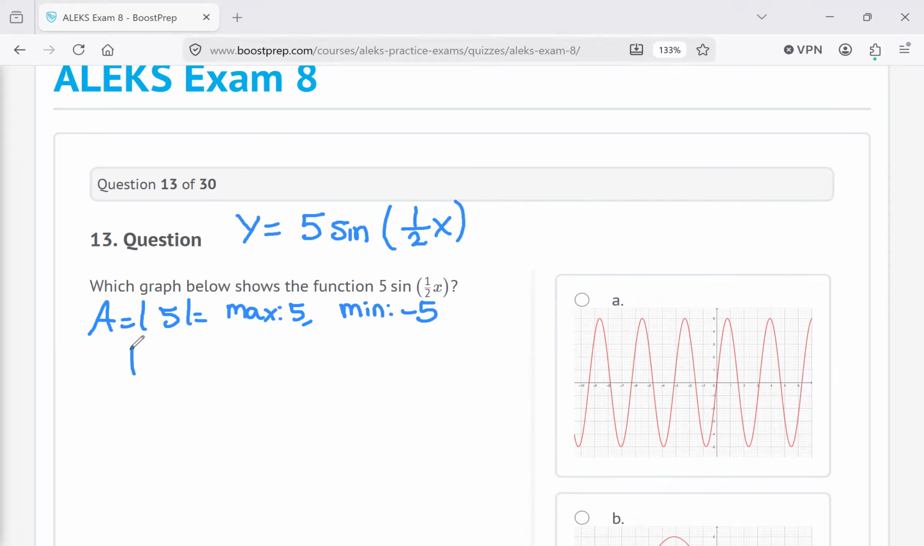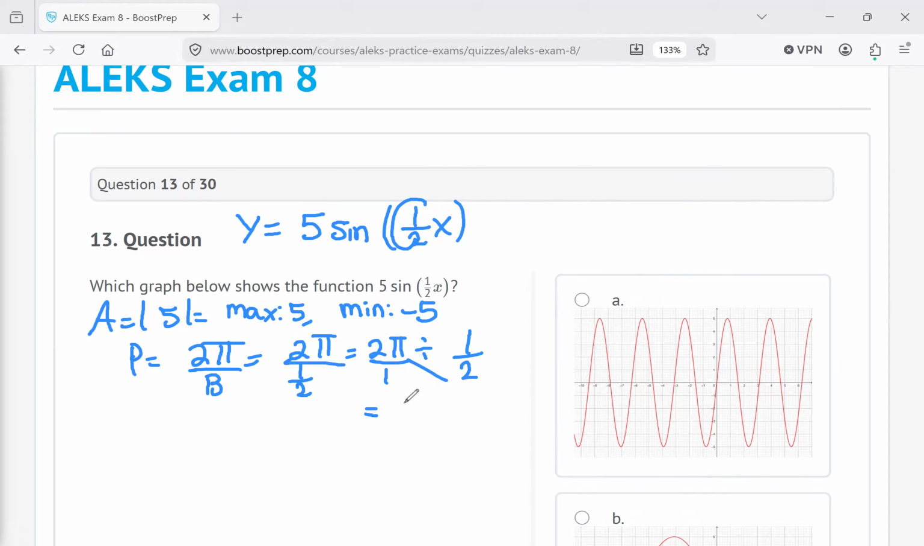What else? The period is 2 pi over b. My b is the number in front of x, so it's 1/2. So it's going to be 2 pi divided by 1/2. And then if I cross multiply, this is going to be 4 pi. So the period equals 4 pi. What else?